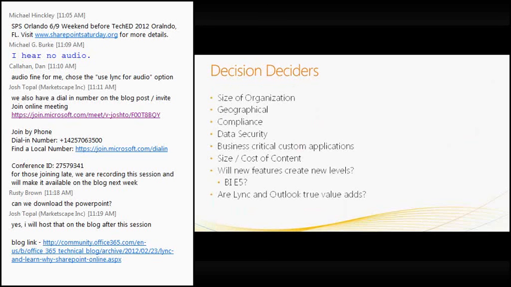So what do deciders want to see? The decision deciders is what I call them. Overall, you're going to need to look at the size of your organization. You're going to want to know how that size applies to them geographically, where they sit in the world or where they sit in other parts of your particular country. What kind of compliance issues are you going to have to deal with that are already sitting within your businesses, that are already quite important and drive a lot of your decisions, so to speak.